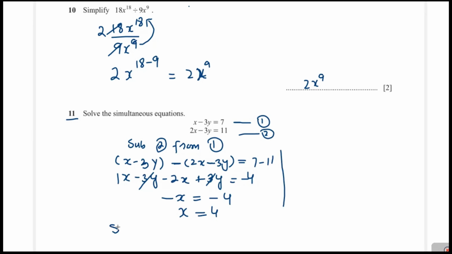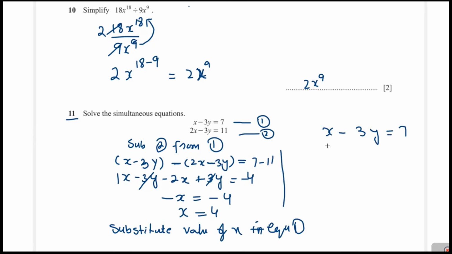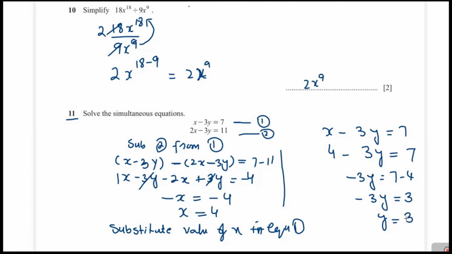Now substitute the value of x in equation 1. You get x minus 3y equal to 7. Here x is 4, so 4 minus 3y equal to 7. Now you can write minus 3y equal to 7 minus 4, that is minus 3y equal to 3, and y will be equal to 3 over minus 3, so y will be equal to minus 1. And this is the answer.